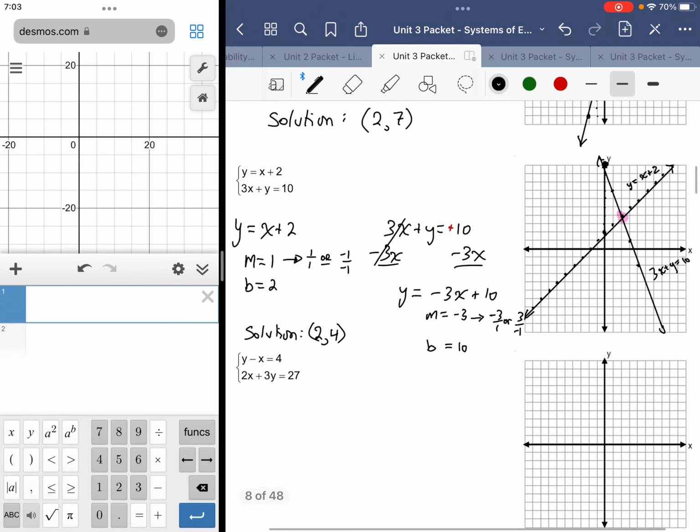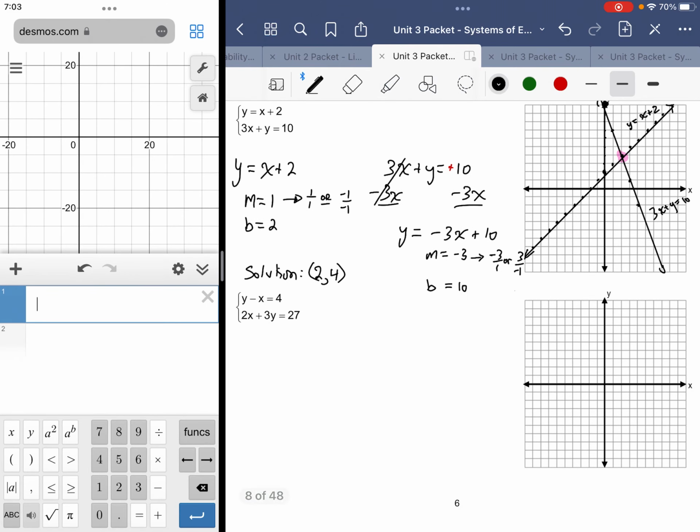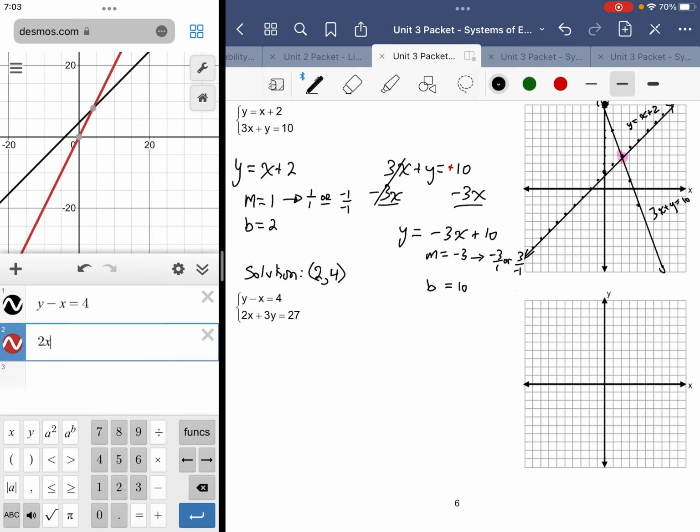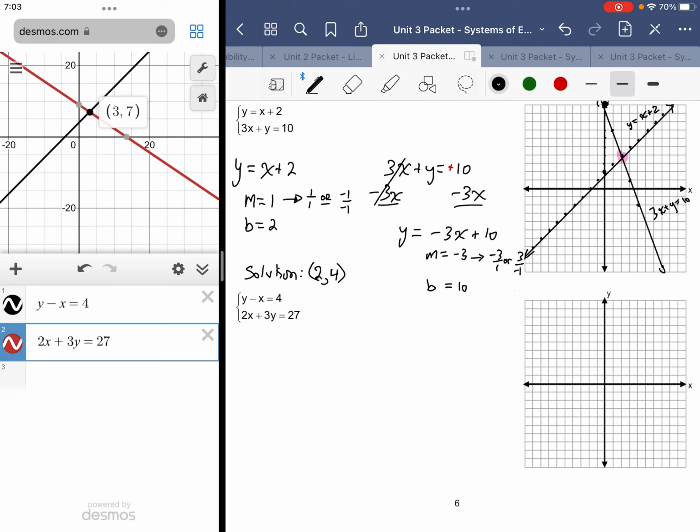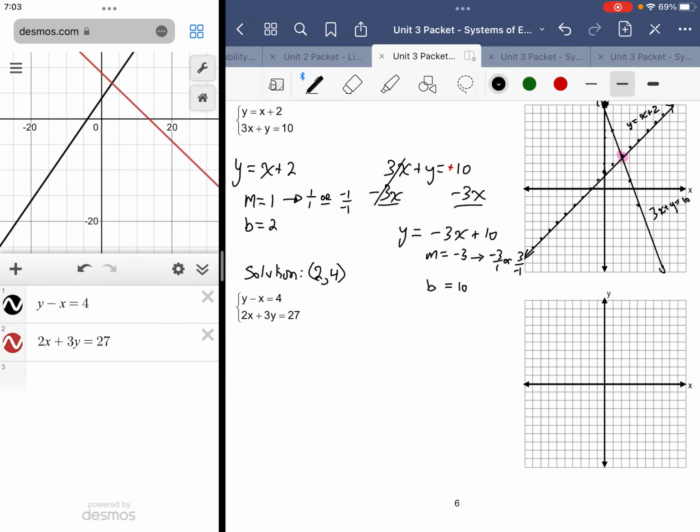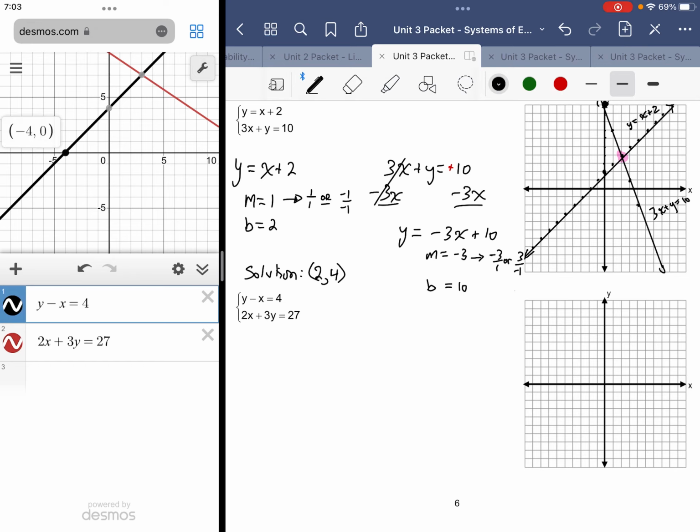Now, if a question doesn't ask you to show any work, you could just use Desmos. y minus x equals 4, 2x plus 3y is equal to 27, and see where they cross. All right, so we get a solution of 3, 7. But you could also, from Desmos, get some points to plot. You go along this graph, you see some nice convenient points that you can use to plot the graph. Doing that is a pretty good strategy here.